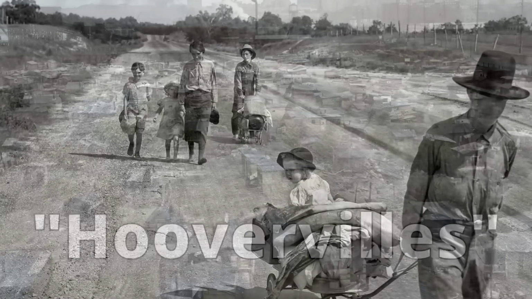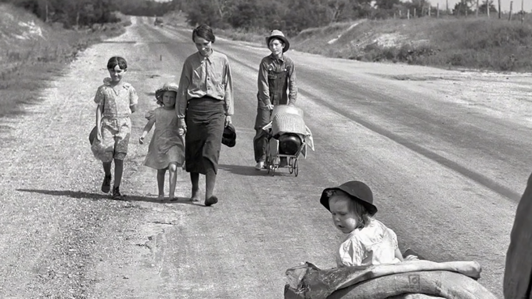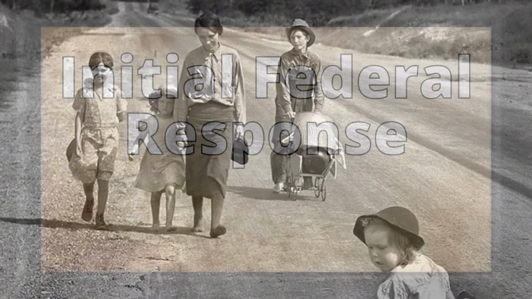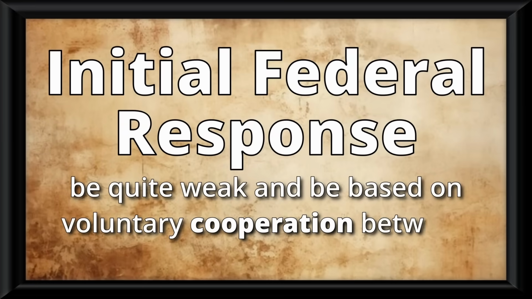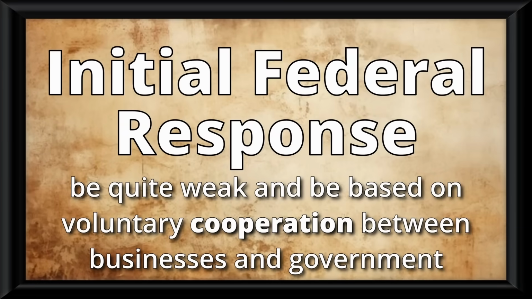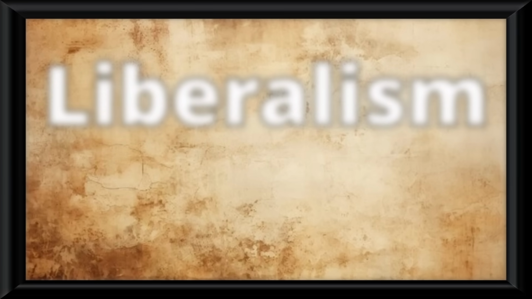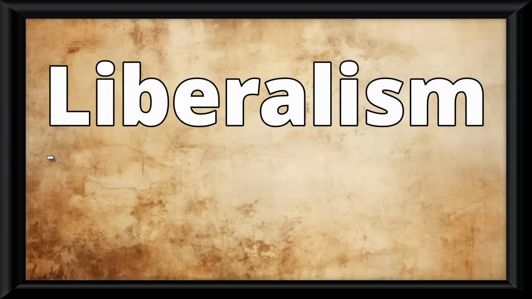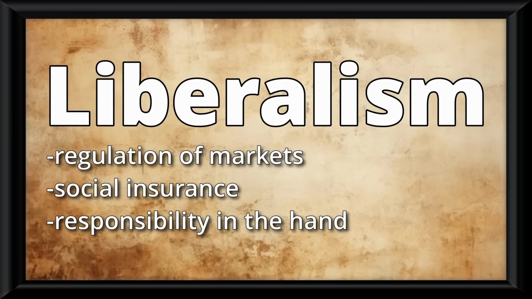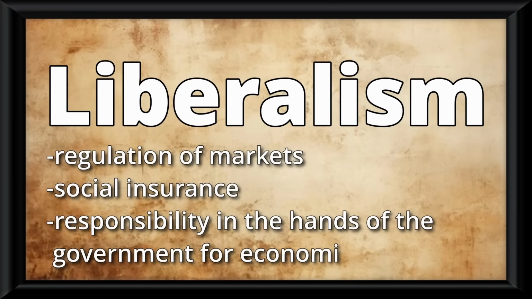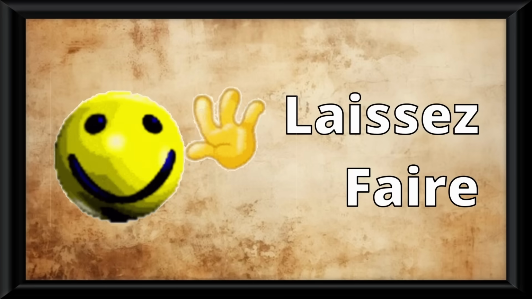Families would migrate all over the place to search for work, and children would often go without school. As for the initial federal response, it will be quite weak and be based on voluntary cooperation between businesses and government. Pretty quickly, when this doesn't work, America will redefine itself in the ideas of modern American liberalism. This will call for the regulation of markets, social insurance, and most importantly, responsibility in the hands of government for economic well-being. That means bye-bye laissez-faire. It was nice knowing you.